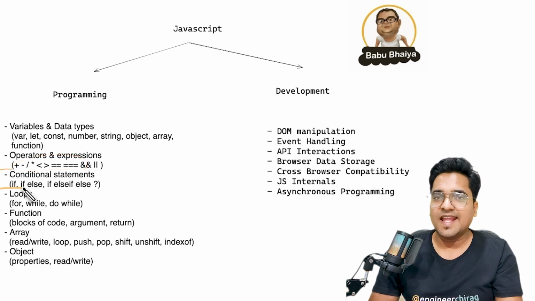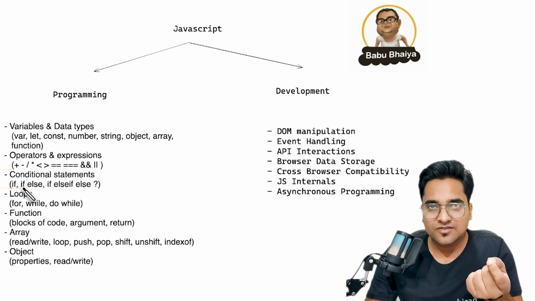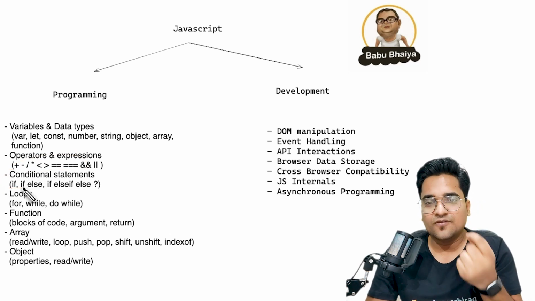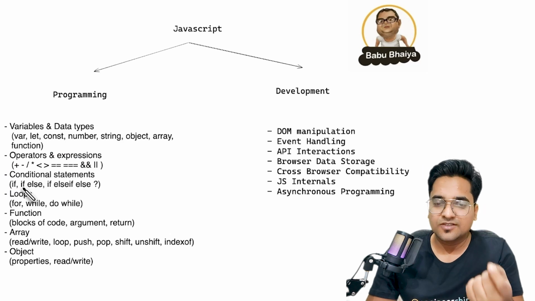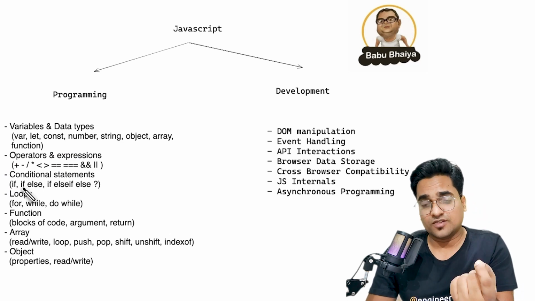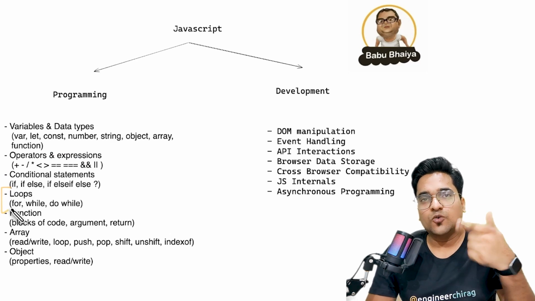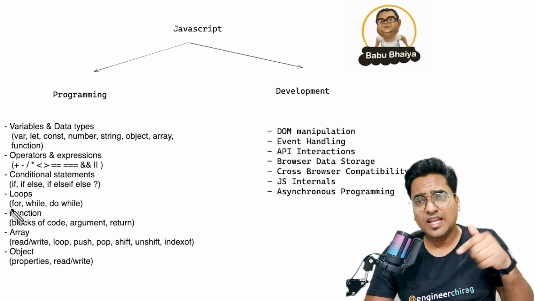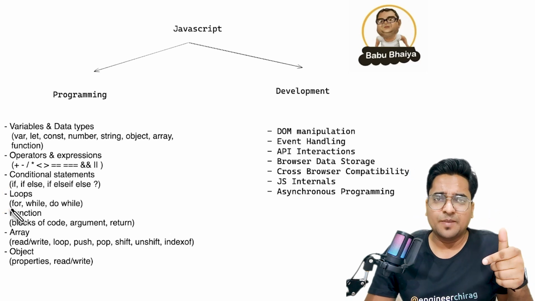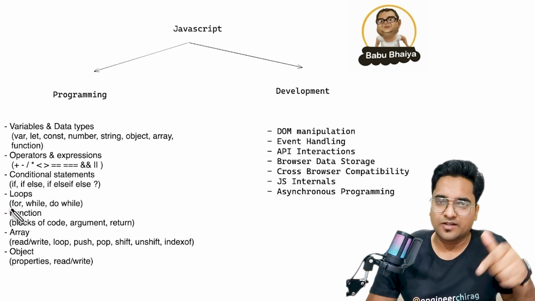A conditional operator is like, if someone likes sweet, then you put sugar. If someone likes salty, you put salt. Those kinds of things. We will take an example. Loop is anything that you want to do in a repeated fashion, right? If you have to prepare tea for multiple people again and again, you will do it in a loop fashion.